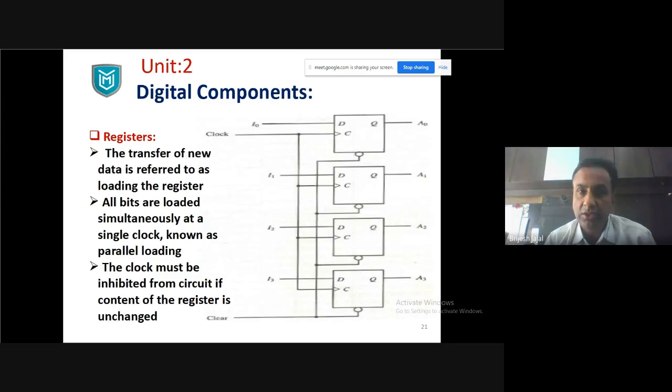So now you see how we create the circuit of a register. All right, let me tell you one thing. If I say I want to store some values, 2 to the power 4, what is 2 to the power 4?